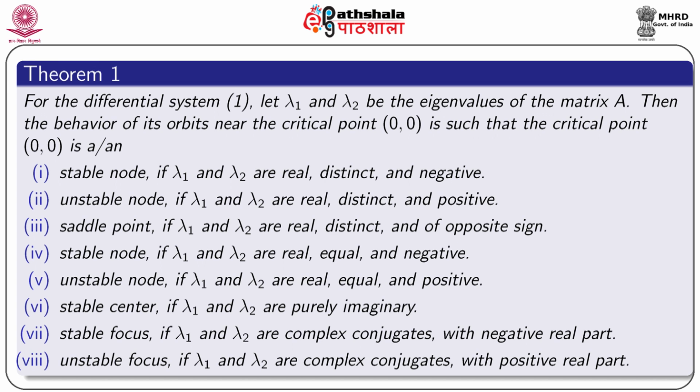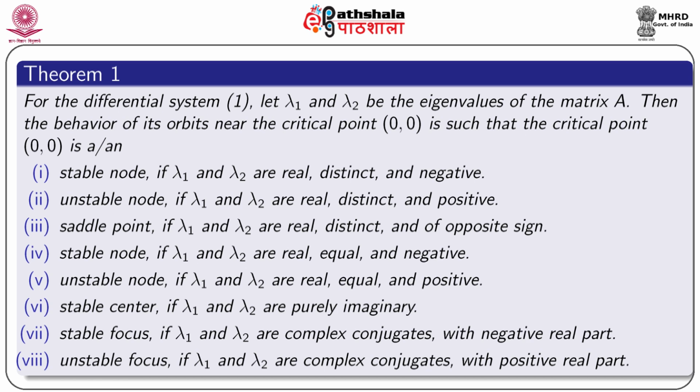Summing up this theorem, you have to remember, if your eigenvalues are real and negative, you get a stable node, and in this case it is asymptotically stable. If your eigenvalues are real and of opposite sign, you get a saddle point which is definitely unstable. If you get a complex conjugate, if the real part is negative, then you get a stable focus, which is asymptotically stable, and if it is a positive real part, then it is unstable. And if the eigenvalues are purely imaginary, you get a stable center.